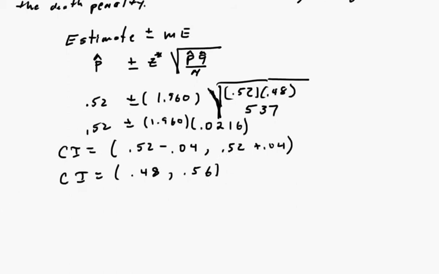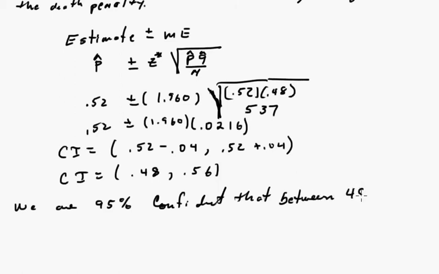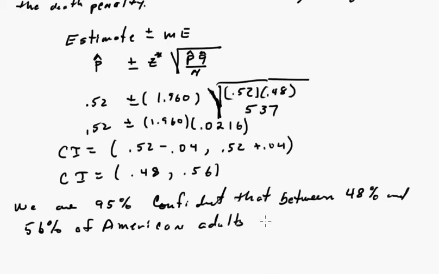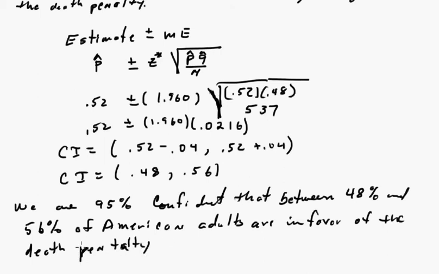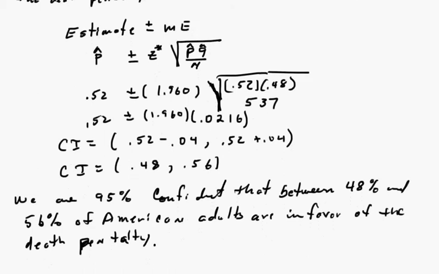Alright, so we are 95% confident that between 48% and 56% of American adults are in favor of the death penalty. Okay, so that answers the question.